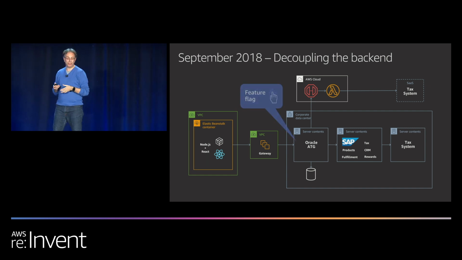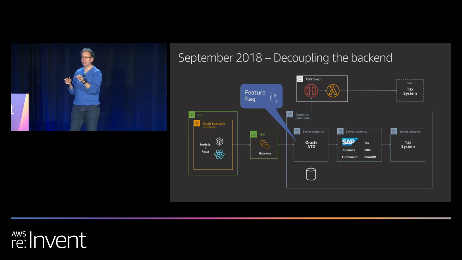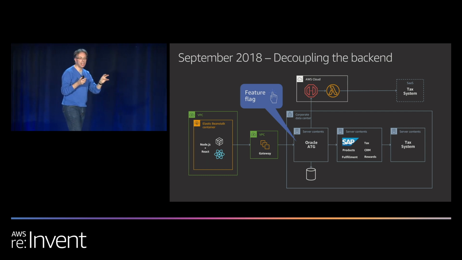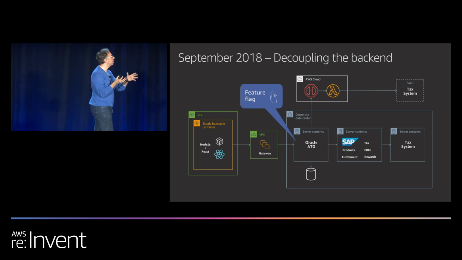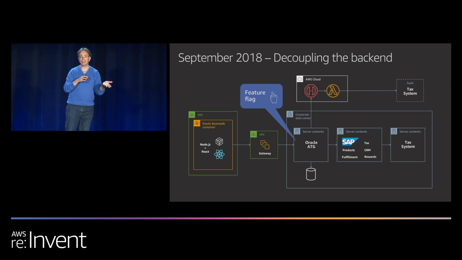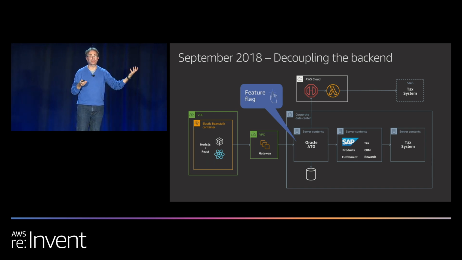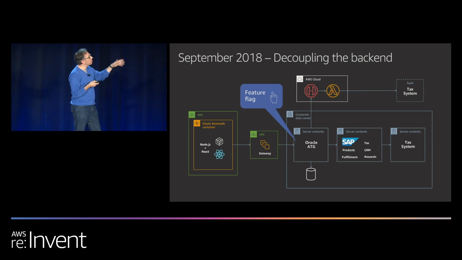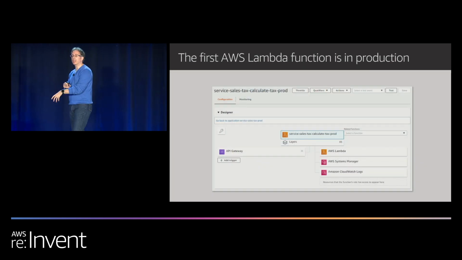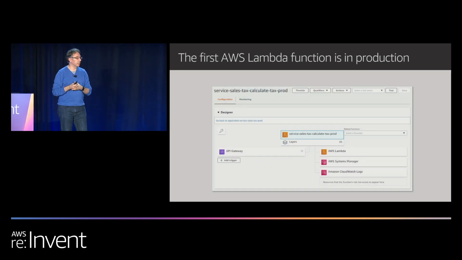How can you go in production without experience with something like that? So they decided to use feature flags. So in the Oracle ATG implementation, they put a feature flag that they could use to control the deployment, and they can decide if to send users to the new tax system or to the old path through SAP. In this way, they knew that they could roll back if something was not going as expected with the new platform. So this was September 2018, and it was the first Lambda function that went in production in the Lego group.